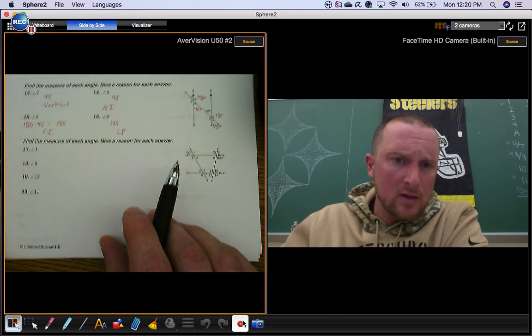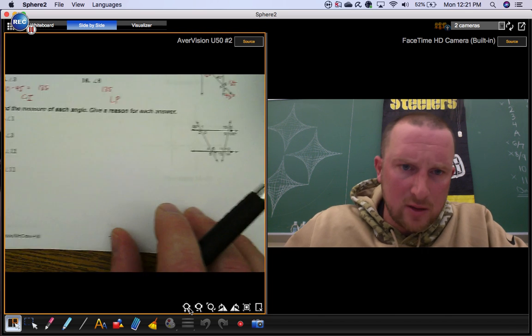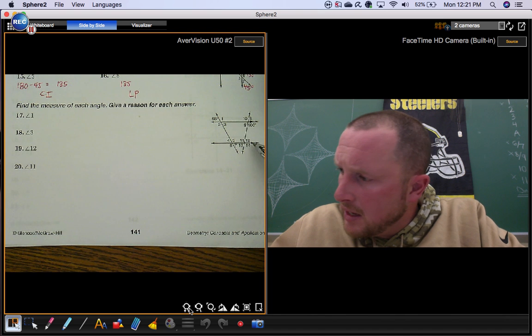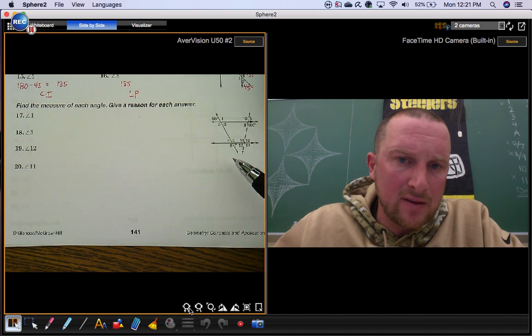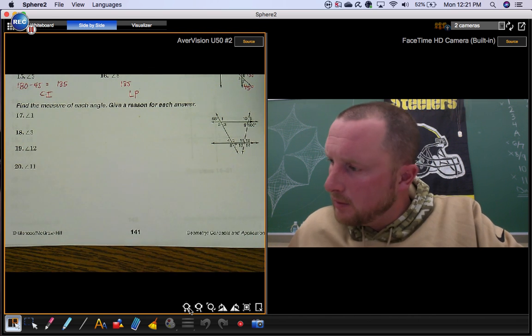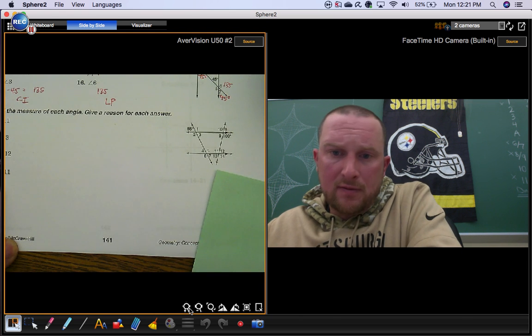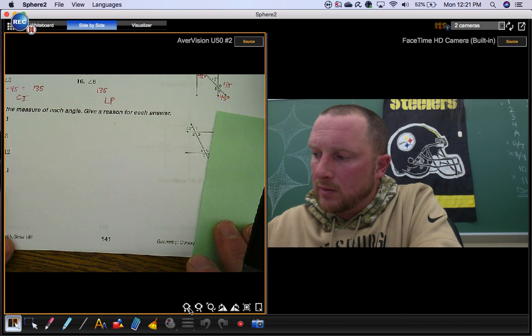17 through 20, we're using a new diagram. And this diagram is a little more complicated because we do have 4 lines. But again, only 2 of them are parallel. So we're either going to block off this line on the left or the line on the right. What's the measure of angle 1? Well, I don't want to block off either of the parallel lines, so I'm going to block off this line on the right.